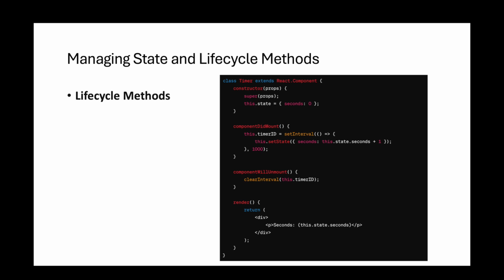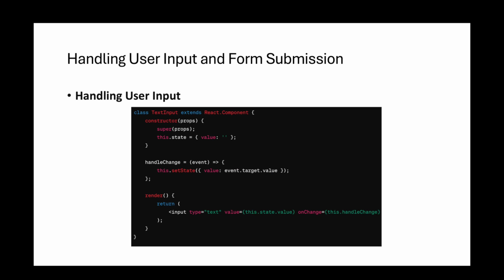Example: class Timer extends React.Component, constructor(props), super(props), this.state = {seconds: 0}, componentDidMount() { this.timerID = setInterval(() => this.setState({seconds: this.state.seconds + 1}), 1000) }, componentWillUnmount() { clearInterval(this.timerID) }, render() { return <div><p>Seconds: {this.state.seconds}</p></div> }.